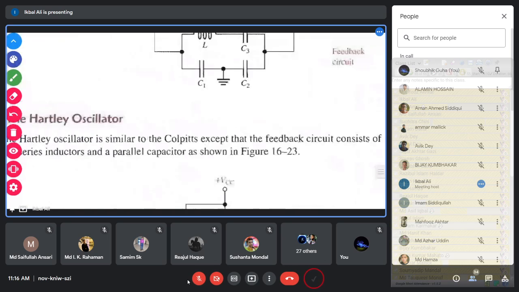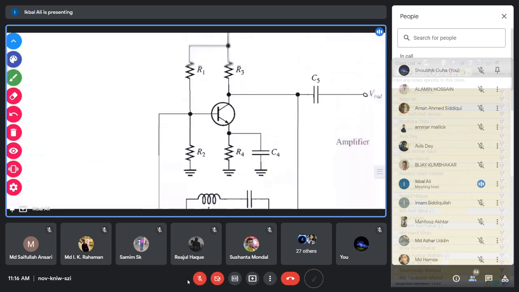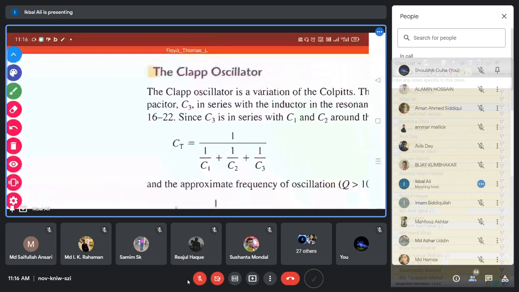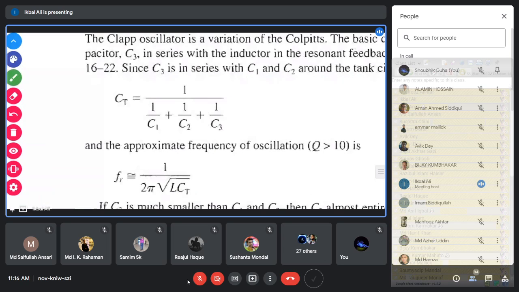Just a minute. The calculation is above. Okay, so this is your equivalent capacitance. It's just what you have said.